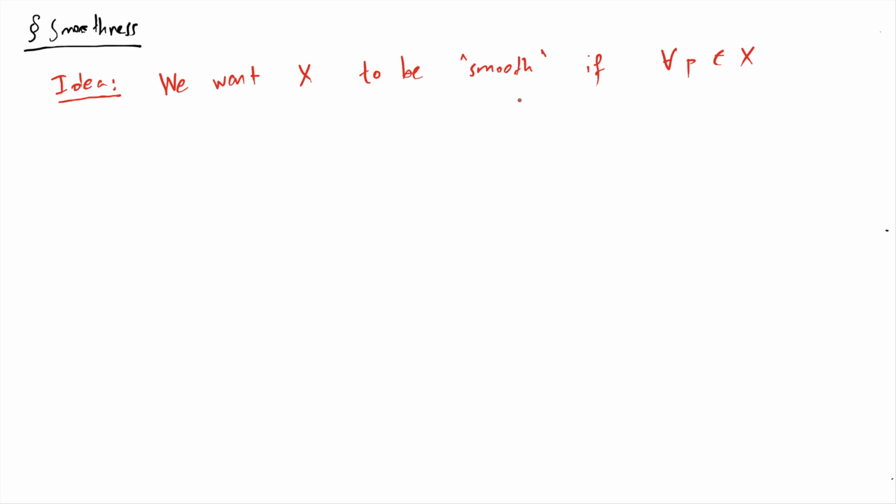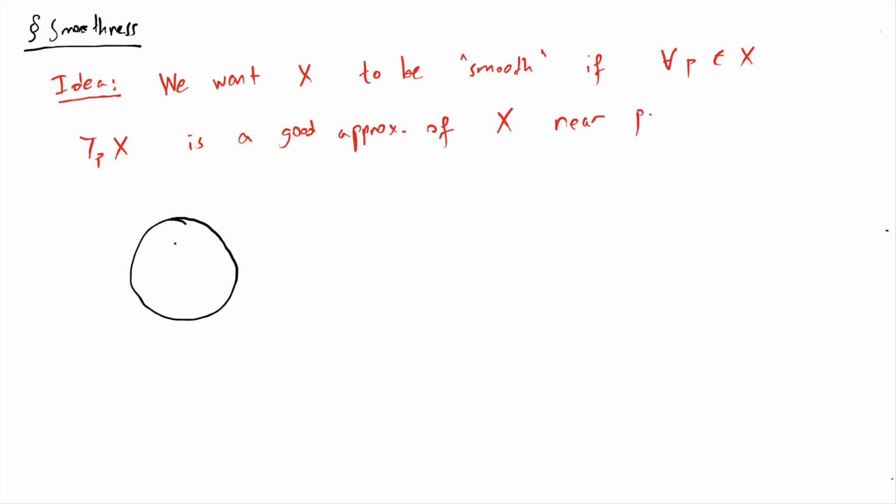So we're going to declare something to be smooth, or we would like to think of it as being smooth, if for every point the tangent space at that point is a good approximation of X near P. Now, this can be made precise, but it turns out we don't have to be. We can get away with something much simpler. For example, if you take a circle, this is something we would like to consider as being smooth.